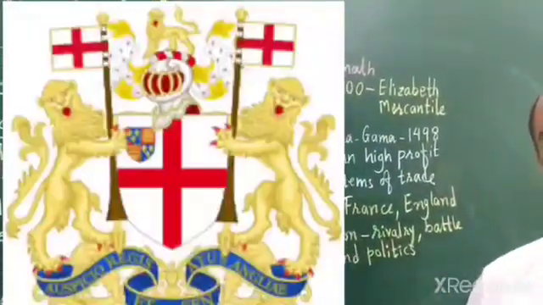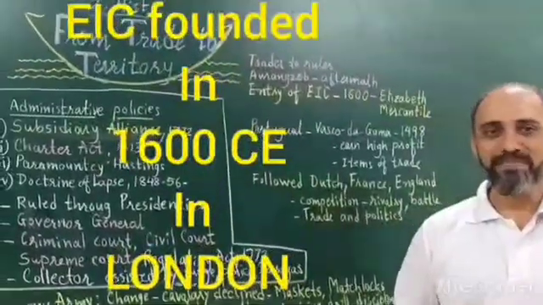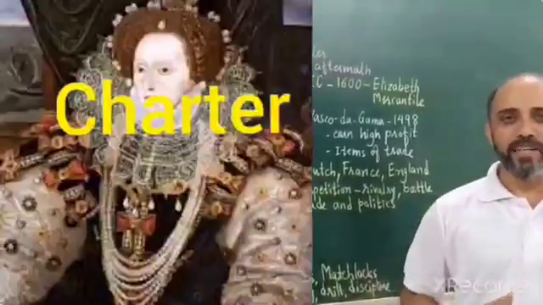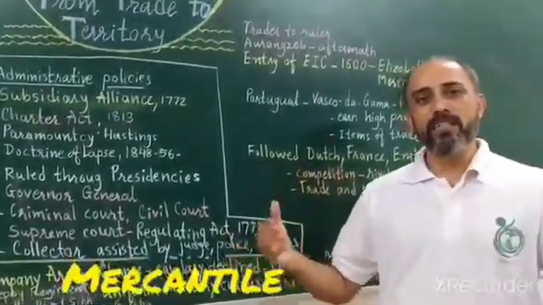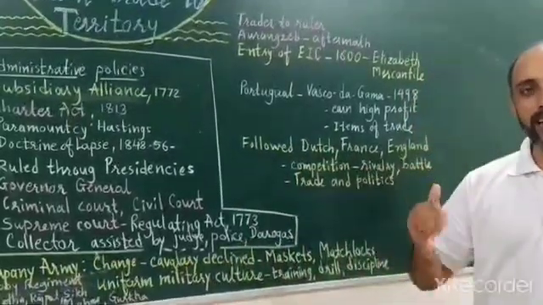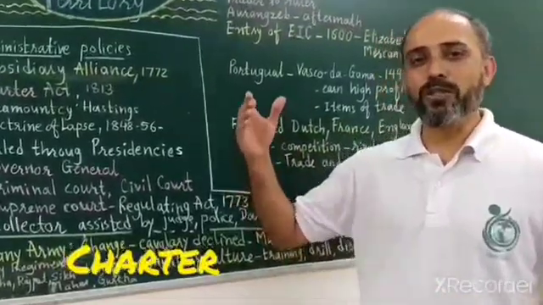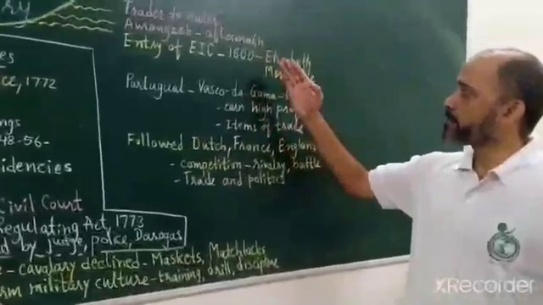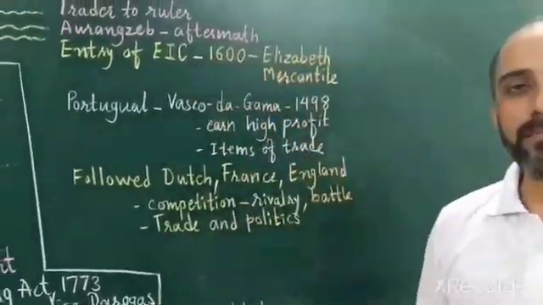In the year 1600 CE, the East India Company was founded in London, and Queen Elizabeth gave a charter to the mercantile class. Now the question arises, what is mercantile? Mercantile is a business enterprise, and they were dependent only on the profit earned from the business. So there was a mercantile, and the charter was given. What is a charter? It was a right to trade solely in the eastern part of India. So that is the East India Company. The charter was given to them by Elizabeth, and the mercantile class came to India.